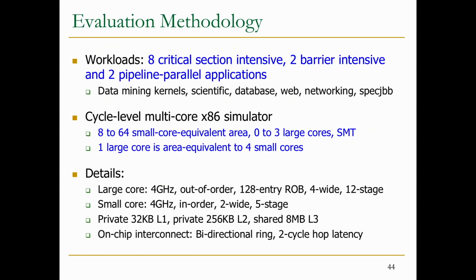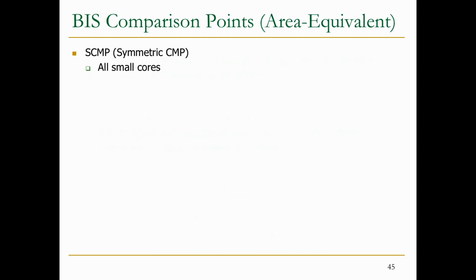Okay, let's take a look at the performance results. Again, we're going to look at very similar applications over here. In this case, we added some more barrier-intensive and pipeline parallel applications as well. And you can see that we have some number of cores, and you can see the different types of cores over here. As I mentioned, large cores are heavy out-of-order cores. Small cores are simple in-order cores. You can think of it that way.